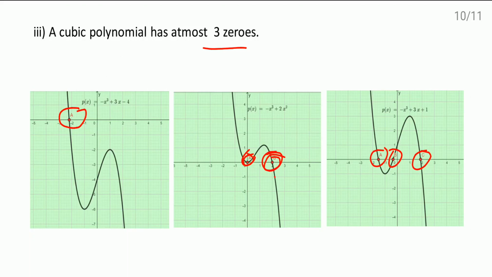You don't have to mug up all those things. Just look at the graph, at which point it is intersecting, write down that value of x, and that will be the zero of the given polynomial, and that's all. Nothing else. Correct?